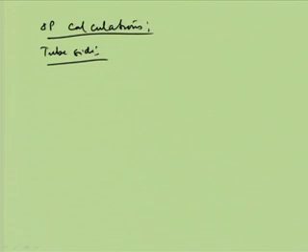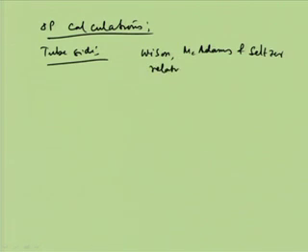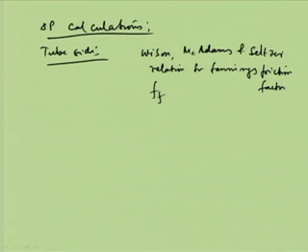So, we will use that expression of the Wilson, McAdams and Seltzer relation: FF, for Fanning's friction factor, is equal to 0.0035 plus 0.264 by Reynolds number to the power 0.42.